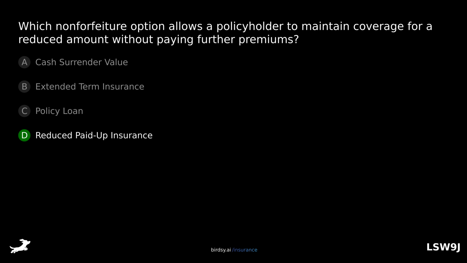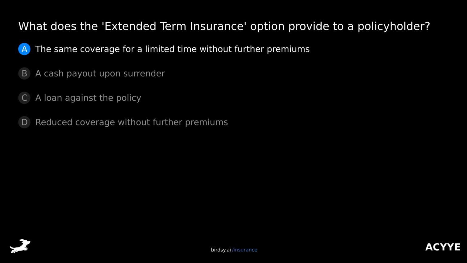What does the extended term insurance option provide to a policyholder? Is it A, the same coverage for a limited time without further premiums? B. A cash payout upon surrender. C. A loan against the policy. Or D. Reduced coverage without further premiums. The answer is A. The same coverage for a limited time without further premiums.